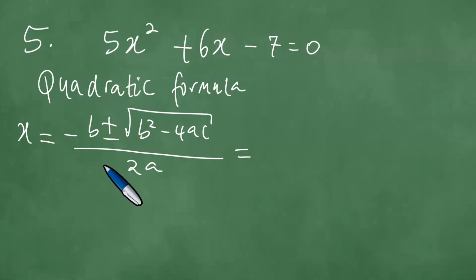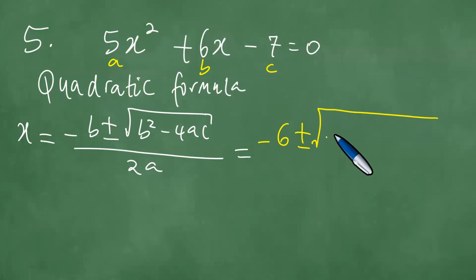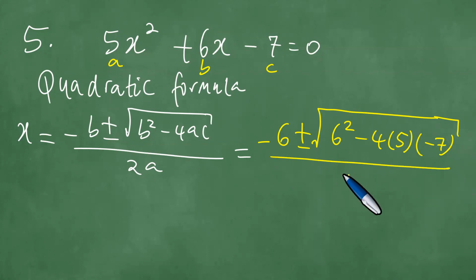Now this is our a, this is our b and this is our c. So you put minus 6, the square root of b squared, which is 6 squared, and then 2a, which is exactly 5 that way. What then do we get out of this?